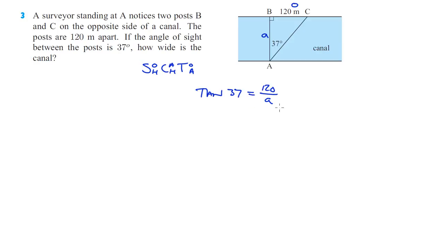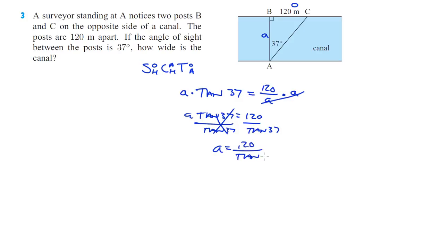Just so you understand why we're switching those 2 spots, officially the long way is we would multiply both sides by A, and we have A tangent 37 equals 120. Divide by tangent 37 to get rid of the tangent 37, and we get A equals 120 over tangent 37. Originally, we had tangent 37 equals 120 over A. I just noticed that the 120 stays in the same spot, and the tangent 37 and the A switch spots. So I just say, okay, I'm going to switch those 2.